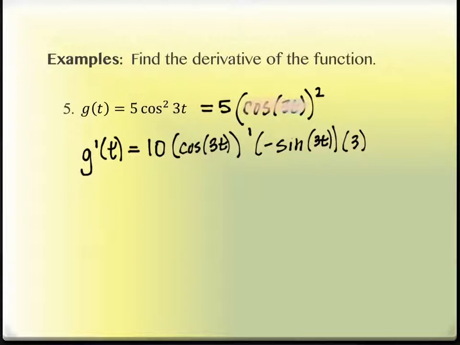This problem is nice in the fact that the power 2 became a power of 1, so I don't have any powers left. That's actually fairly friendly. I can clean some things up too. The 3 here in this 10, for example, that's 30. The negative in front of sine makes that a negative 30. And now I have cosine of 3t, parentheses if you want or not, times the sine of 3t.